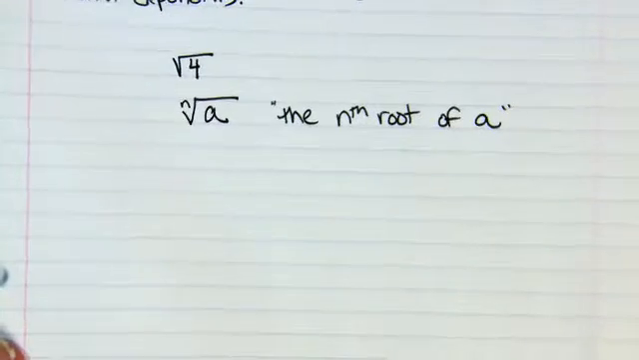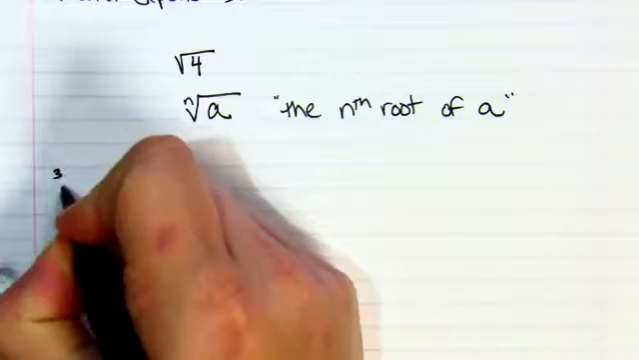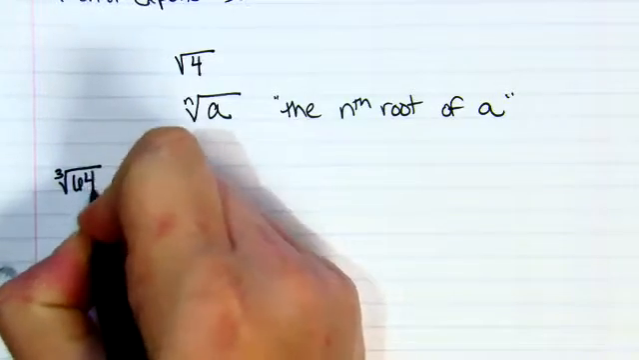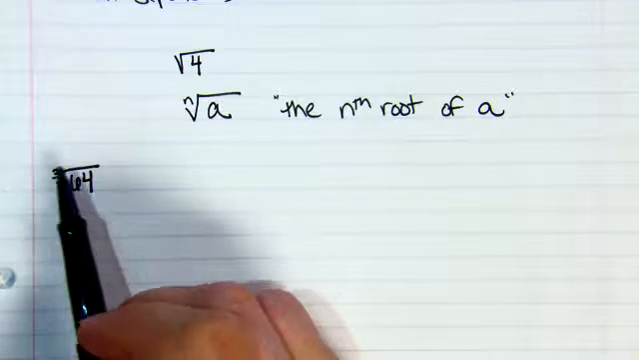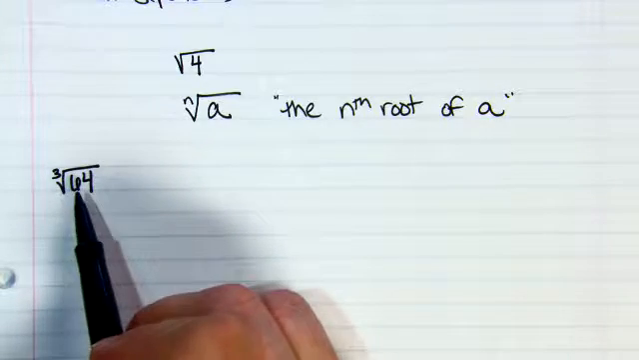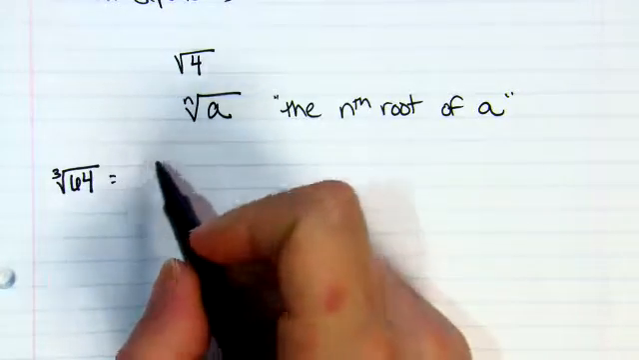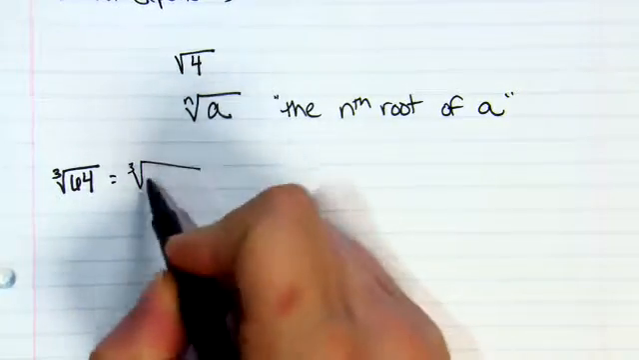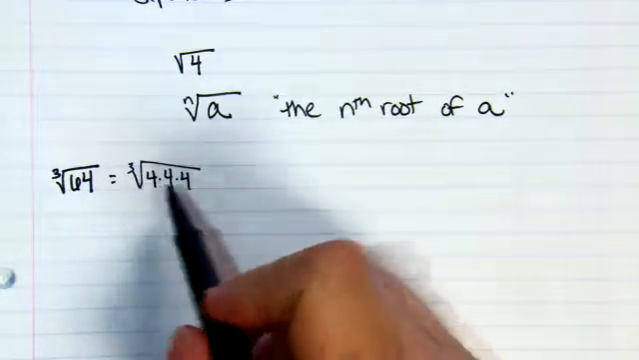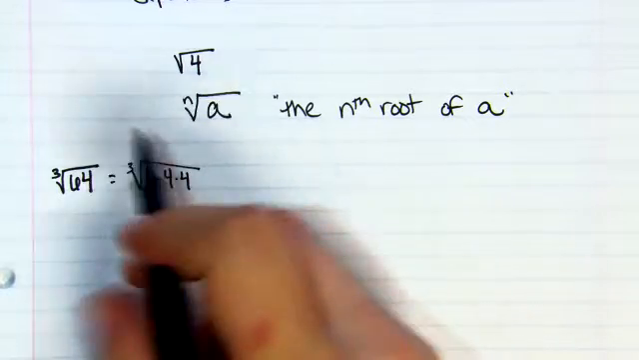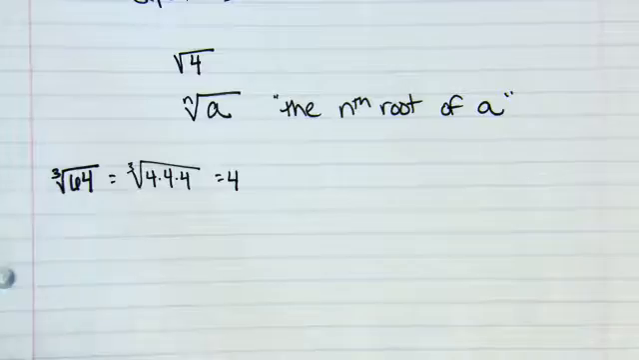So, we start with cube roots, which look like this. So this is the cube root of 64. And all this is saying is what number to the third power is 64. It turns out that 64 is 4 times 4 times 4, or 64 is 4 cubed. So the cube root of 64 is just 4.